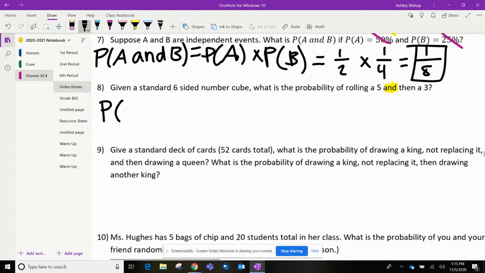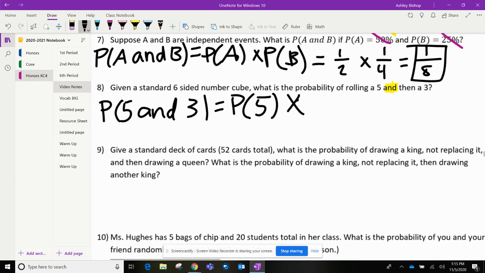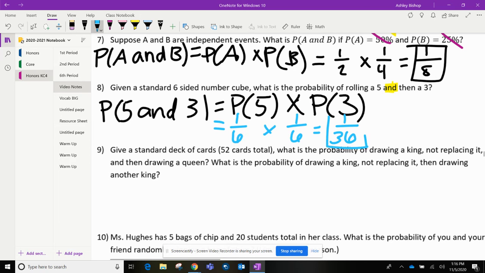So the probability of getting a 5 and a 3, what the question asks for, is going to be equal to the probability of 5 times the probability that I get a 3. And I don't really need to think much about the probabilities because I said that these are independent events. So the probability that I get a 5 is 1/6, and the probability that I get a 3 is also 1/6. I multiply the tops together and the bottoms together, and I get 1/36.